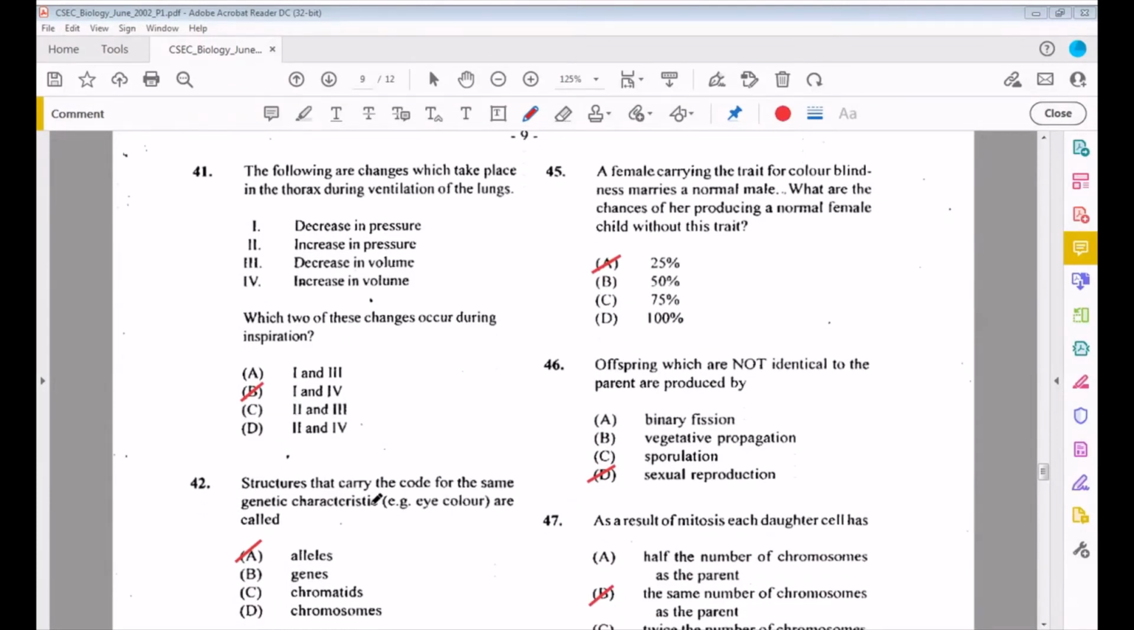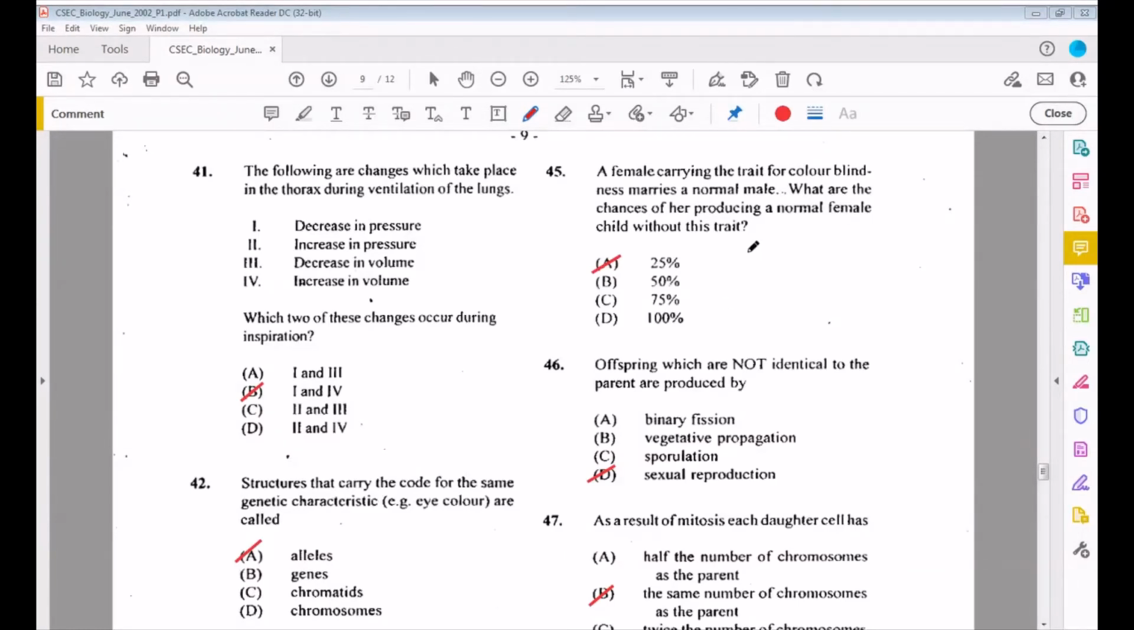45. A female carrying the trait for color blindness marries a normal male. What are the chances of her producing a normal female child without this trait? So, without this trait means that she obviously doesn't have the disease and she also is not a carrier. Now, you have to remember that out of all the diseases that you would have learned, this is the simplest one to remember, that it's sex linked, right?